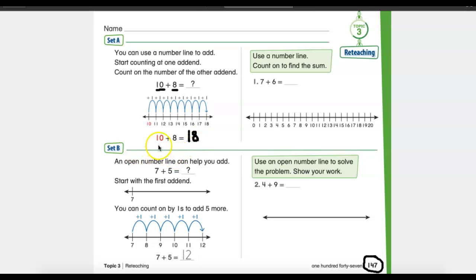And we got this using our number line by beginning at 10, our first addend, and counting on 8 places, which was our second addend. Once we went from 10 and jumped 8 places, it brought us to 18. Now let's look at this problem on number 1. On number 1, it says use a number line. Count on to find the sum. And the sum is just our total number we are looking for. So we are going to do how they did in our example. We are going to do that on number 1 together.